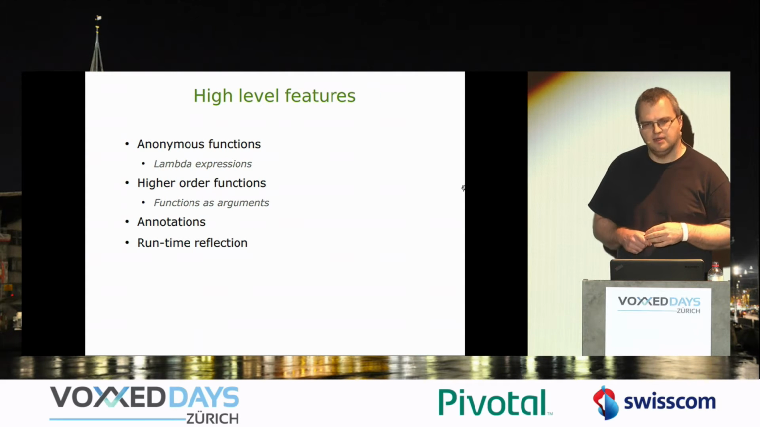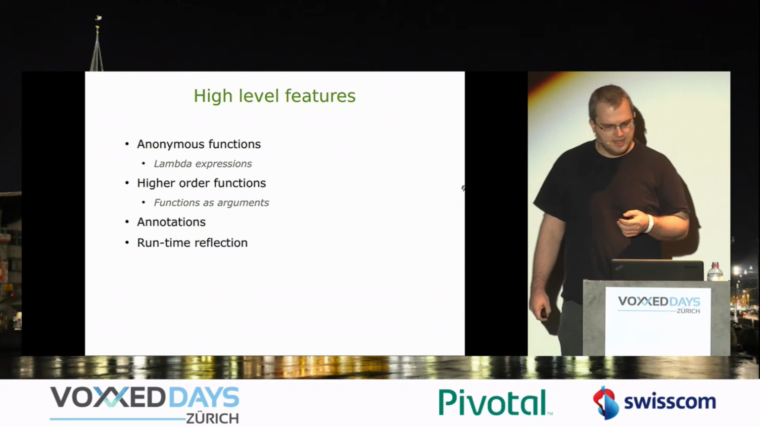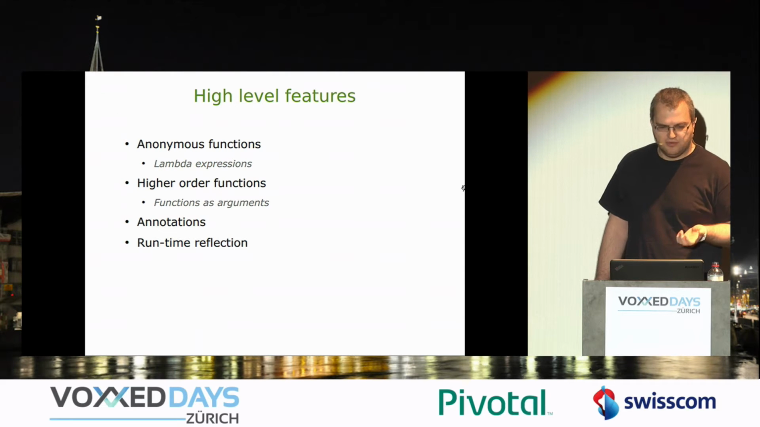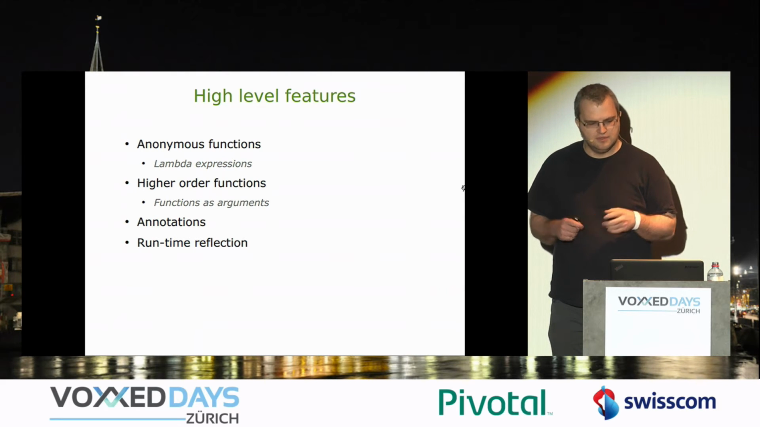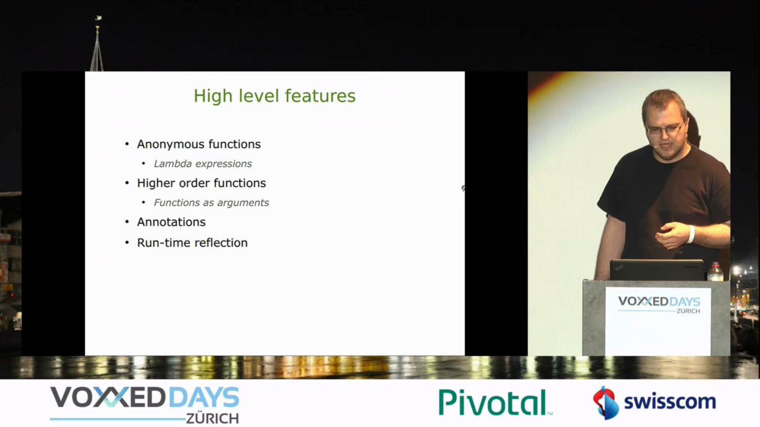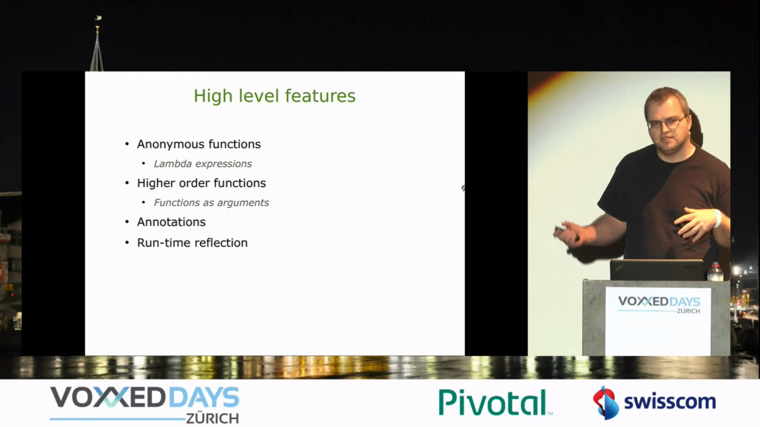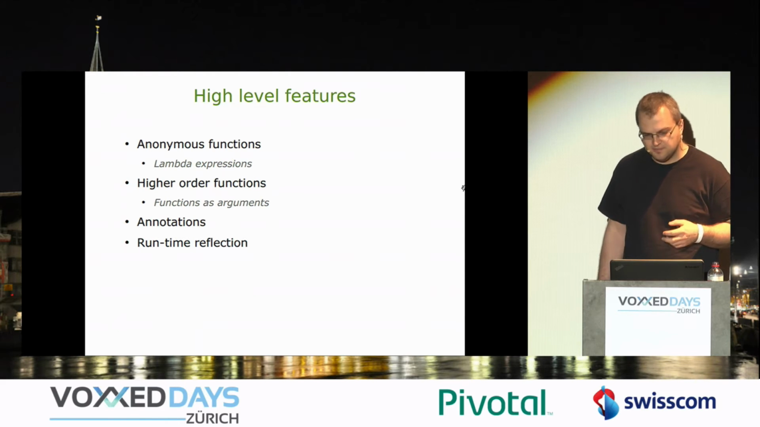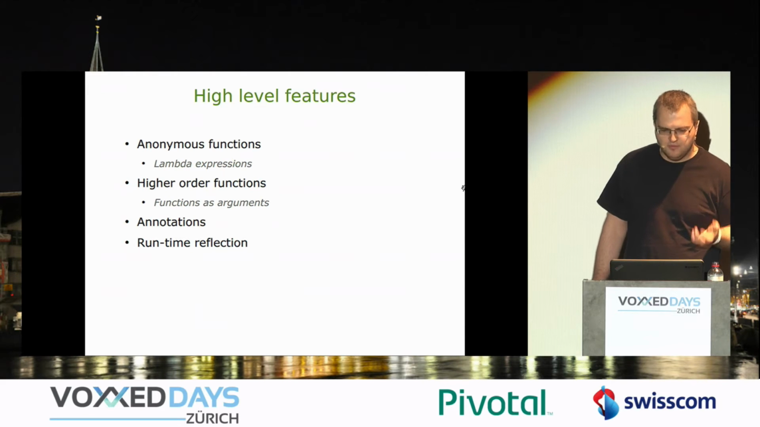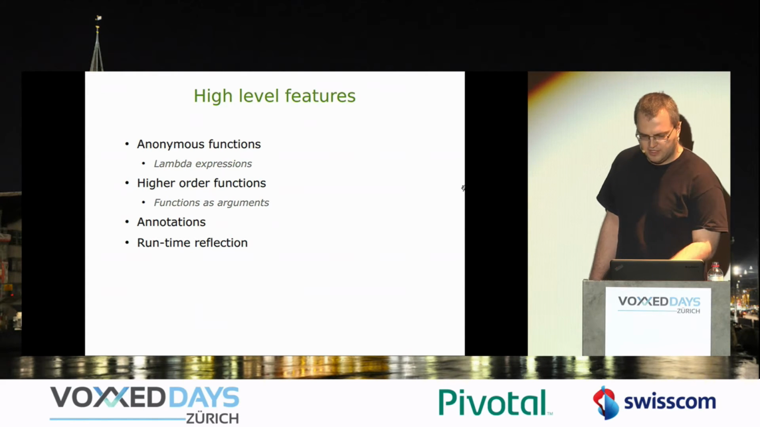Let's look at a little more high-level features. This is mostly stuff that was added to Java relatively recently, version 7, version 8. So both languages support functions as first-class objects. You can have anonymous functions, usually written in the form of so-called lambda expressions. They support higher-order functions. That means you can have functions that accept functions as arguments. This all works. You have annotations, which is very nice. And both languages support runtime reflection.